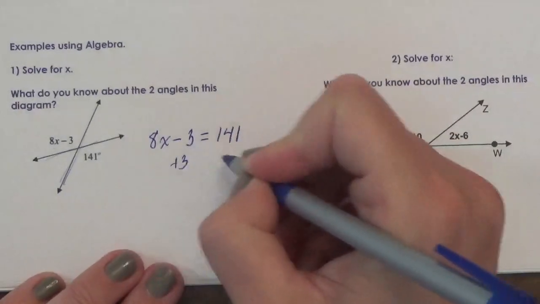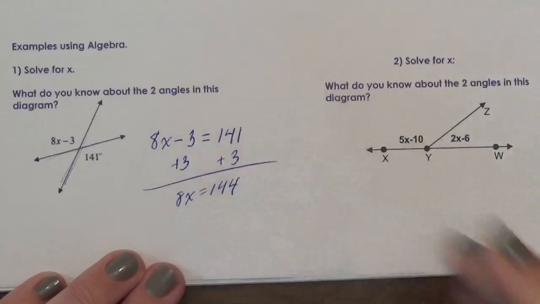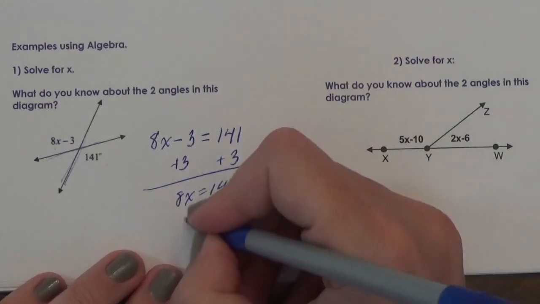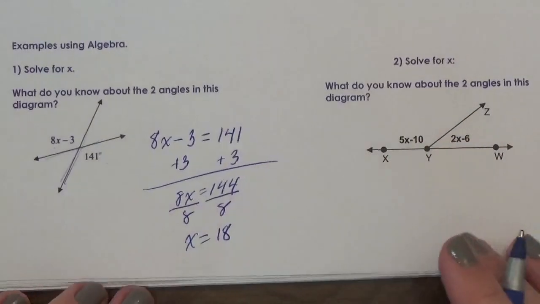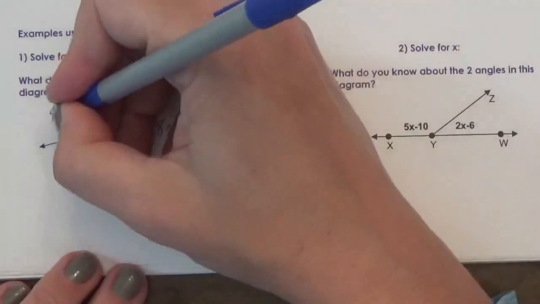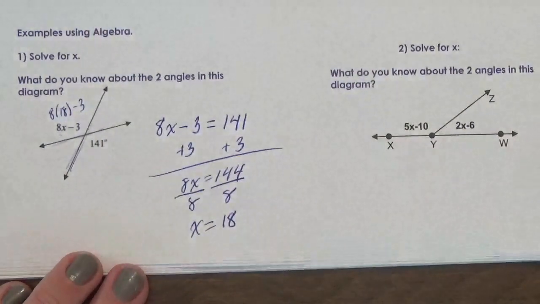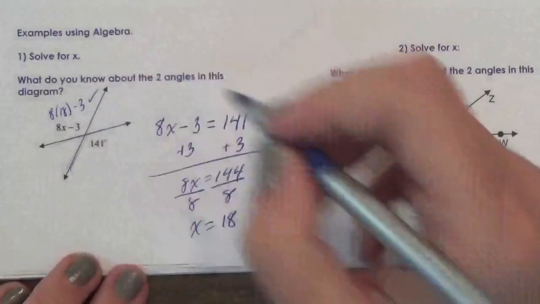All right, so let's just solve this. 8x is 144. And we divide 144 by 8, and we get x is 18. I'm not going to make you check it, but I would. Sub in up there, and you should get 141, and you do.